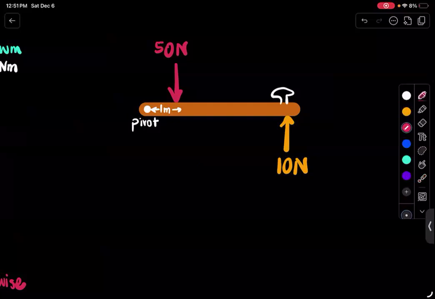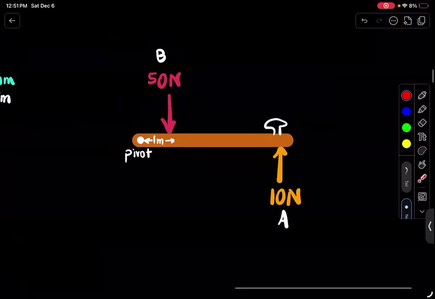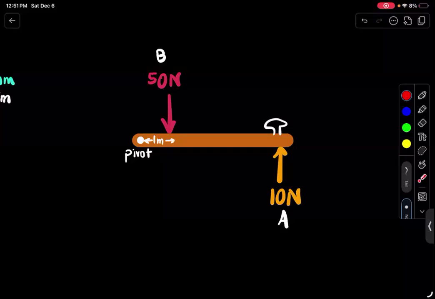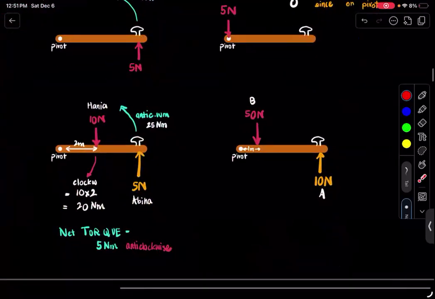Another very simple example. Now try this one yourself. This is A and this is B. Is A going to win in turning the door, or is B going to win? Try this one yourself and also determine what is the net moment and in which direction. So the total distance is 5 again? Yes, it's 5 for this entire example.